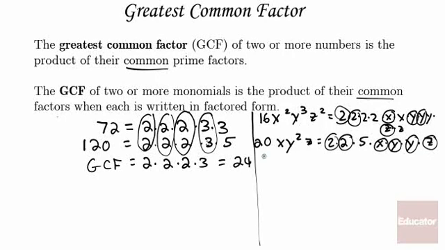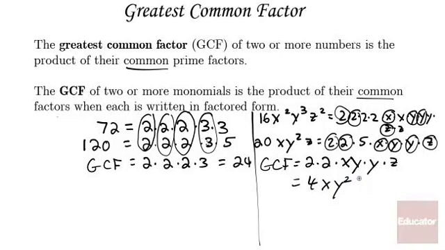Therefore, I'm going to look and see what my greatest common factor is. It's going to be the product of these common factors. So 2 times 2 times an x times 2 y's times a z. That's going to give me 4x y squared z. So the greatest common factor of these two monomials is 4x y squared z. We're going to apply these concepts to the following examples.